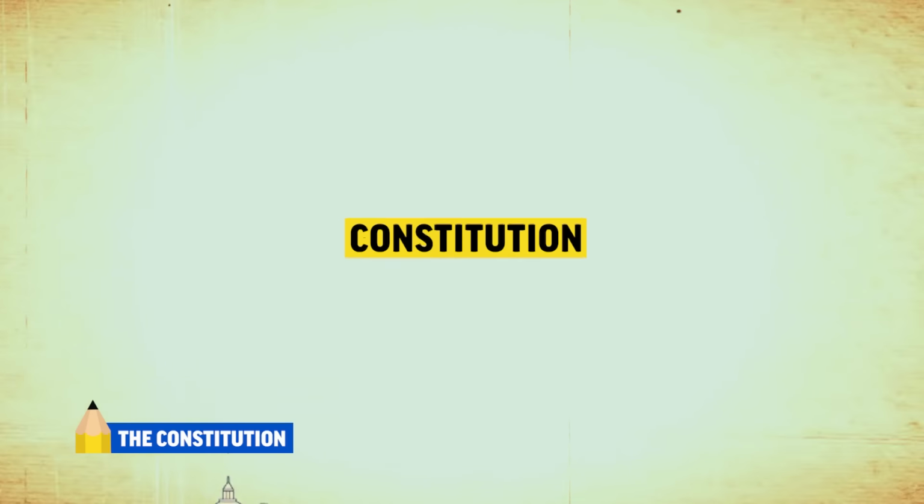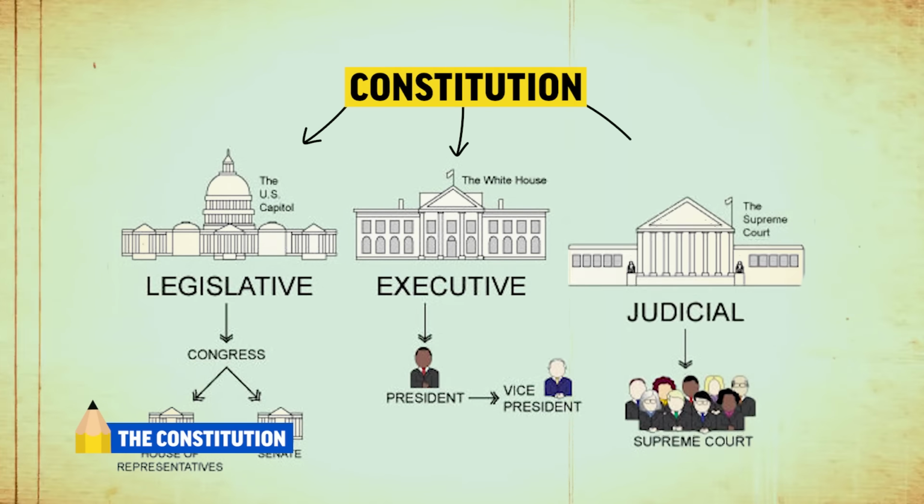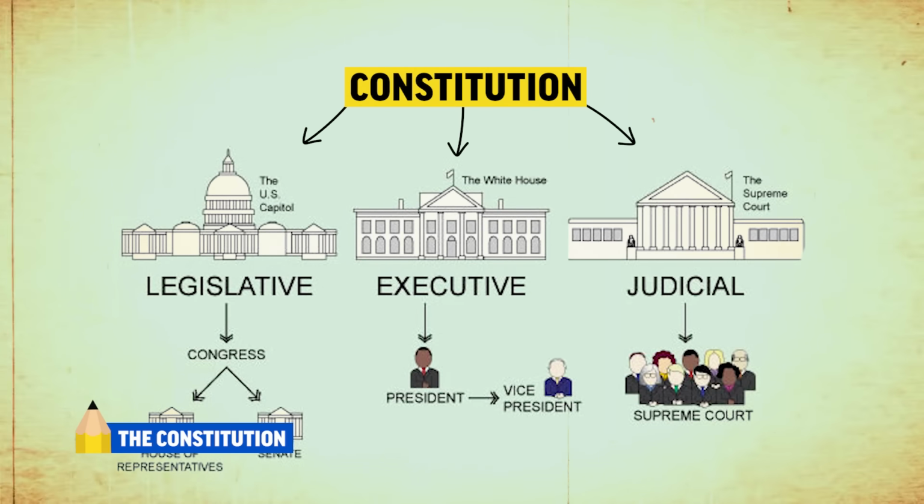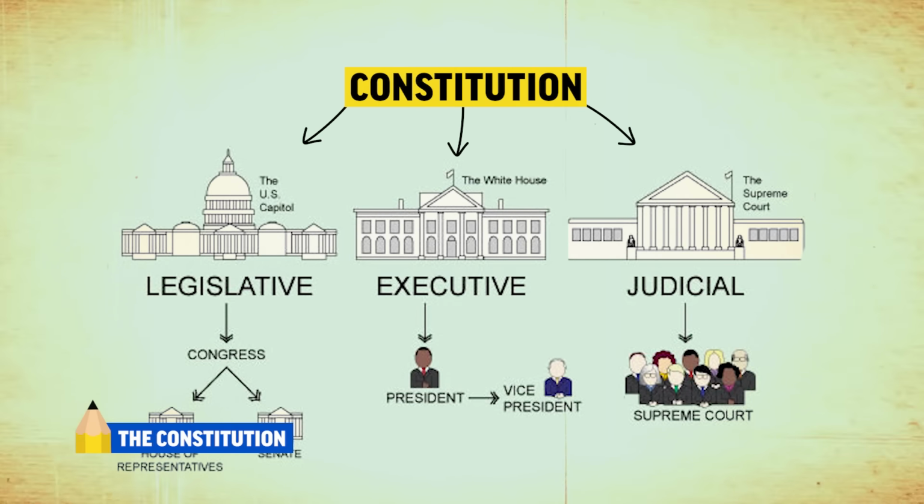The Constitution set up the 3 branches of government. It set up federalism, where the power would be shared between the federal government and the states. A system of checks and balances was included so no one branch could become too powerful.